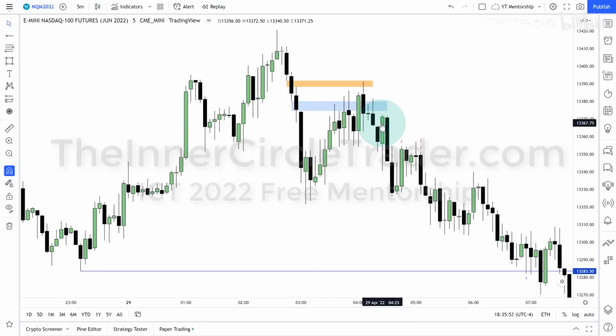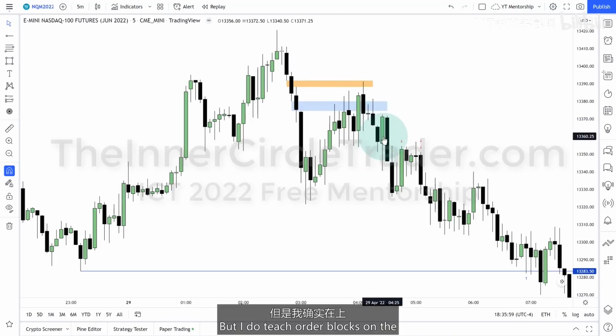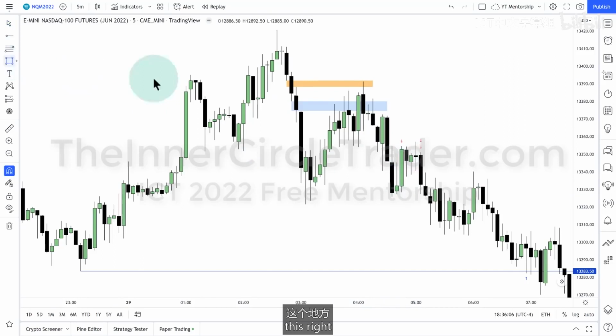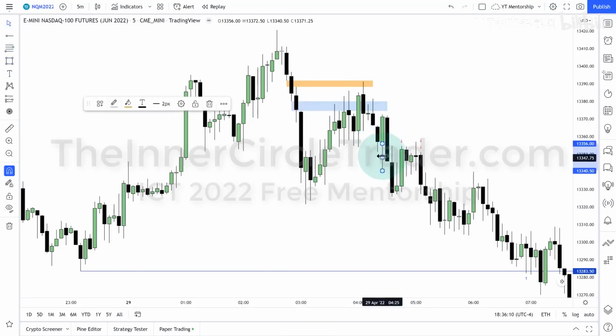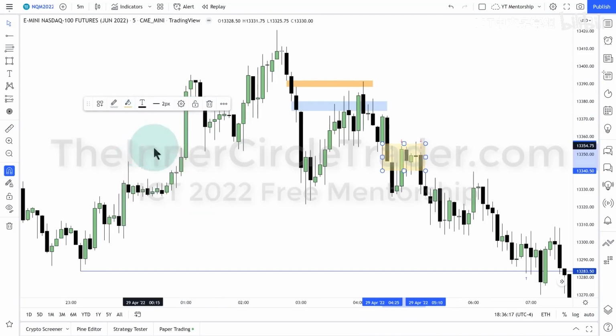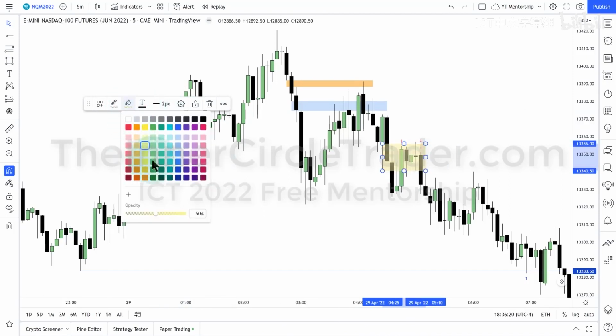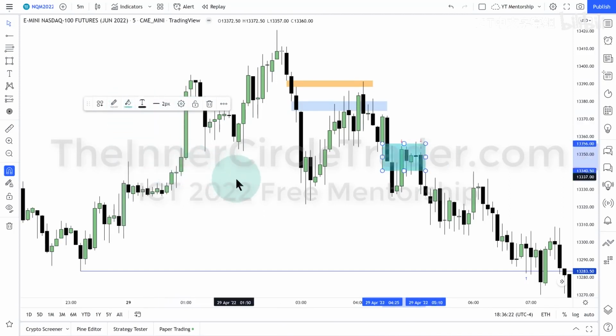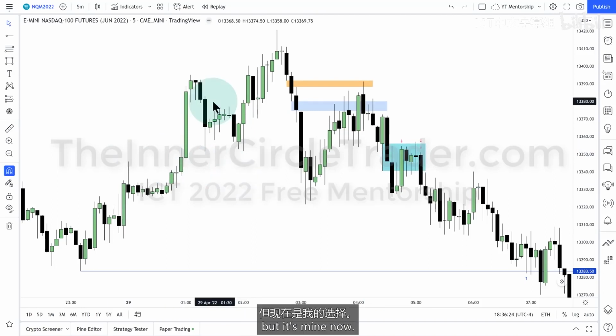That's not what you've been teaching us, Mike, on this model. Right. I didn't say that's what this was. I'm telling you how to read the tape. Okay? But I do teach order blocks on the channel. So we're going to go into this right here. So inside this shaded area, this is what I'm going to be executing in. Not with that color I am. Okay, that's good enough. May not be your choice, but it's mine now.